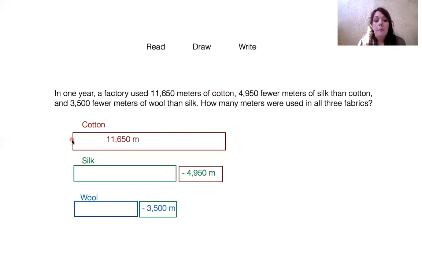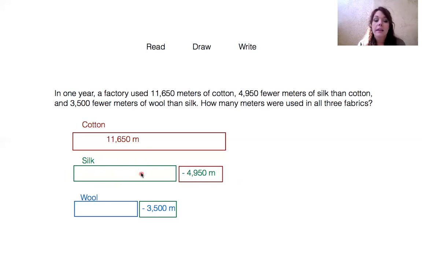So as you can see, the biggest tape I have is cotton. It was 11,650 m per meter. This is a great opportunity to stop and talk with our kiddos about those abbreviations as well, so make sure they remember that's where that M is coming from. As for silk, fewer. Always make sure they've got that subtraction sign. When I spoke to you, we made sure we knew what operation we as mathematicians were going to use, and it's important that our students know too. 4,950 fewer means that's the number we need to subtract.